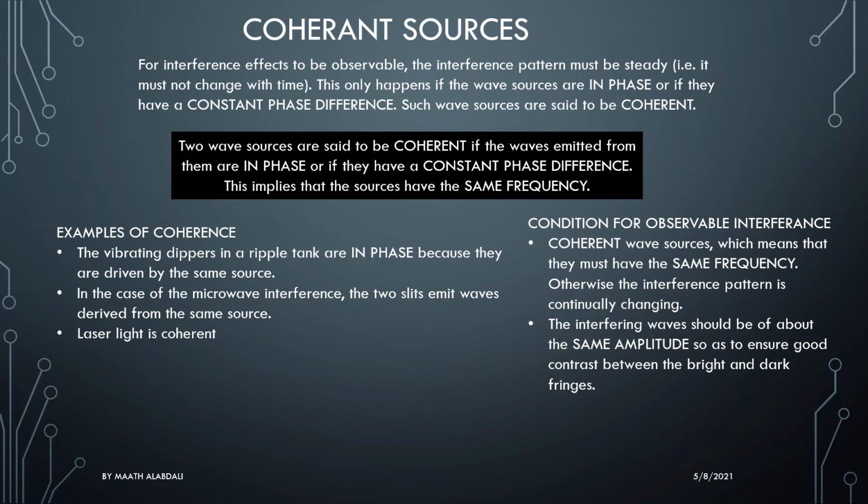So, in the exam, they might ask what the conditions for observable interference are. One of them is that the wave sources must be coherent, which means they must have the same frequency, otherwise the interference pattern will be continually changing. The interfering waves should also be of the same amplitude, to ensure good contrast between bright and dark fringes.